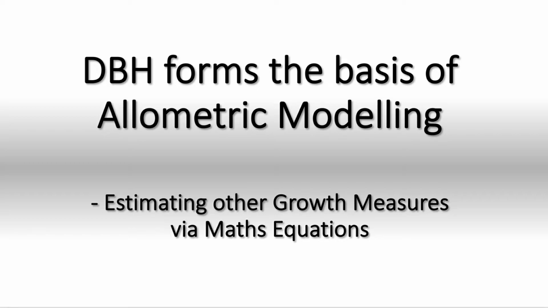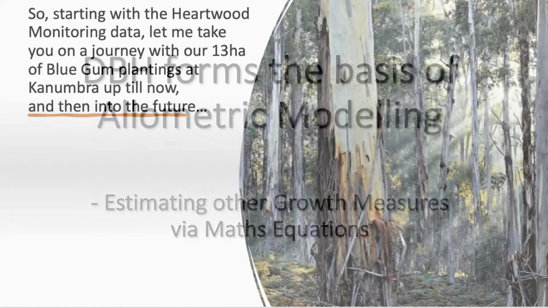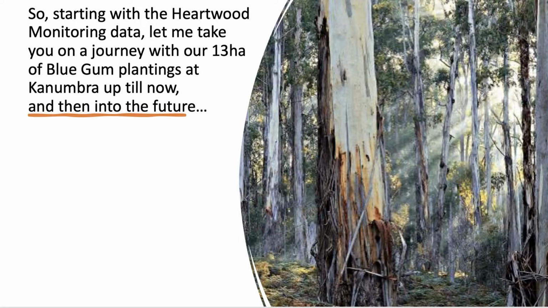And so I've used that to develop a whole bunch of relationships, taking the data that Heartwood has provided every year for the last 13 years, analysing those 13 years, and then I'll talk about what might happen in the next years. So if we start with that Heartwood data, what I want to do is take you through the journey of those blue gum trees for the last 13 years, and then look a little bit into the future, what might happen as we do various things.